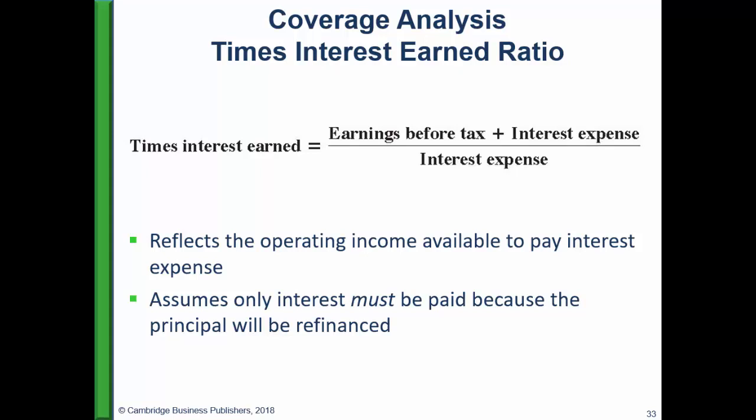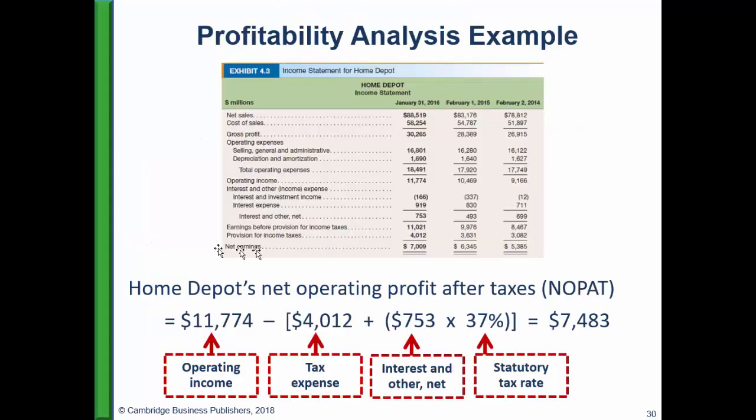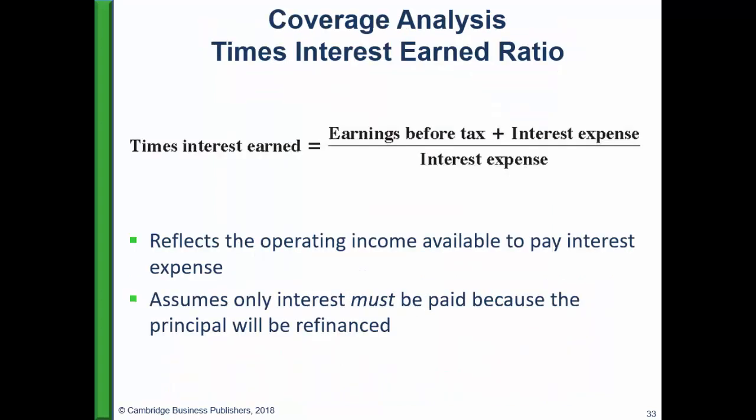So times interest earned would just be income before taxes plus your interest expense. You add it back in because usually interest is already subtracted before taxes. Look at this for Home Depot. You see earnings before taxes includes interest expense, which has already been subtracted. So you want to add interest expense back into there and then divide by interest expense.